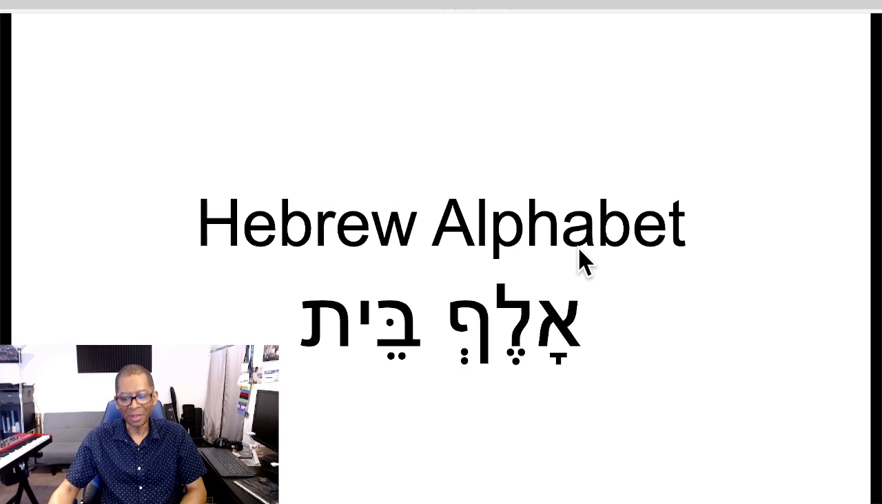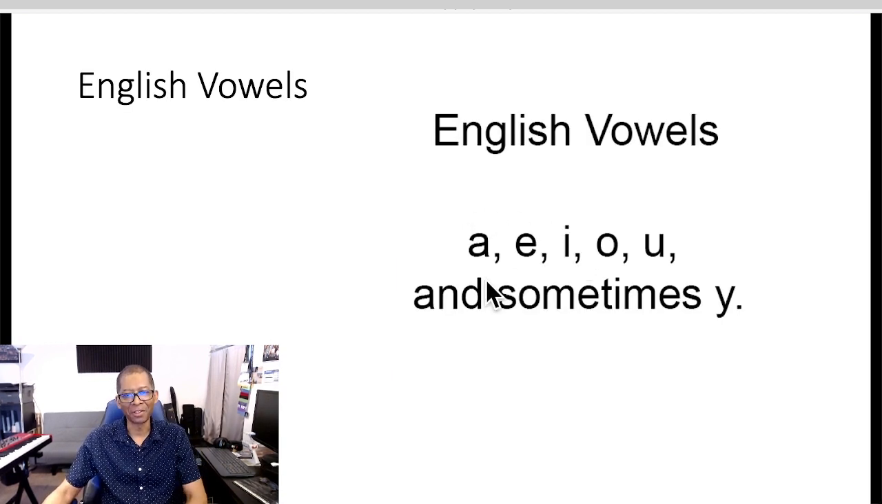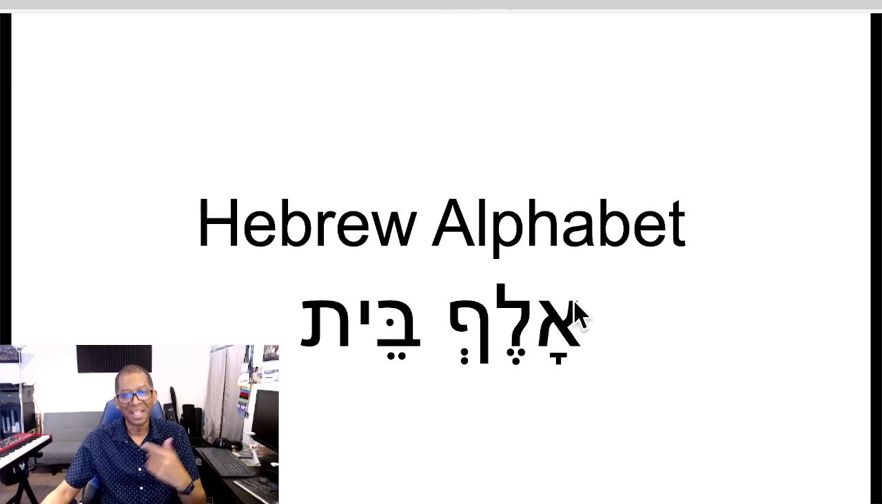Okay, in English, our vowels are A, E, I, O, U, and sometimes Y. In Hebrew, the vowels are a little bit different. They're underneath each of the letters. Okay, so I know that's kind of weird, but it will make sense as we proceed forward. So remember, these letters, Aleph, Lamed, Fe, Sofit, we'll talk about Bet, Yud, Taf.